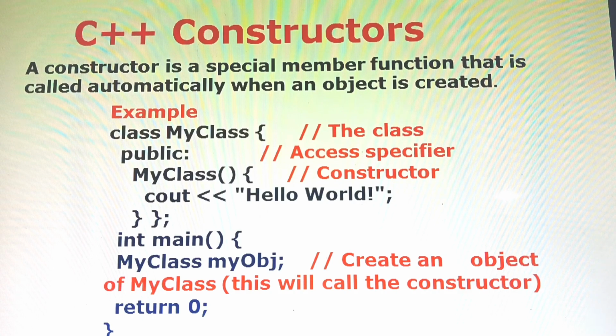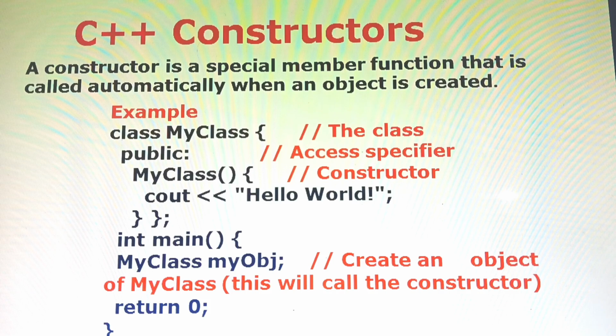We can create the object, which we also studied in the last classes. Give the class name, a space, then the name of the object, myObj. When we create an object of the class, this will call the constructor automatically. No extra statement with the dot operator is required to access the member function MyClass, the constructor. That is the main advantage of a constructor.